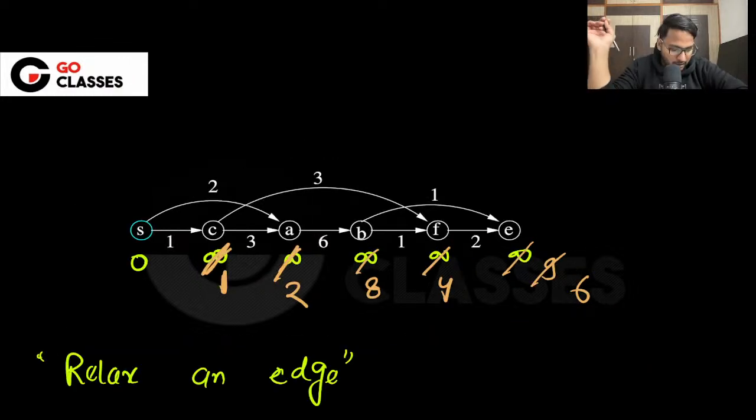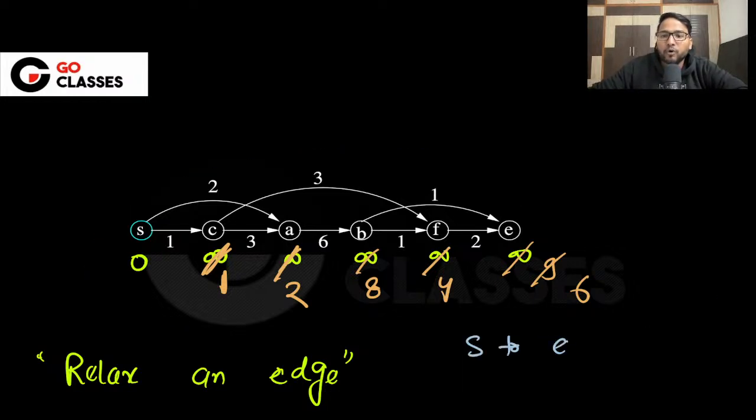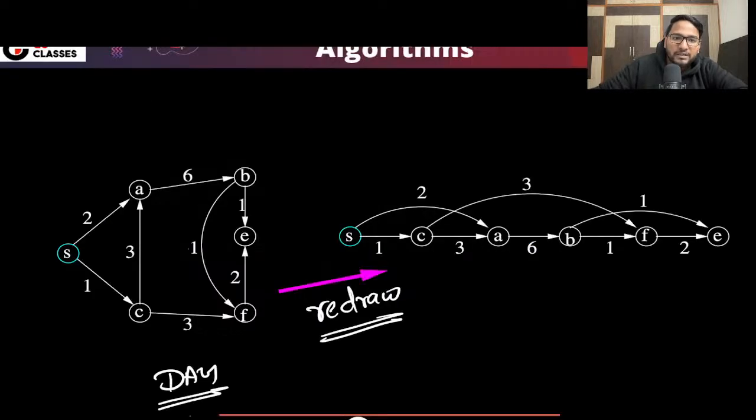Now I have the shortest path from S to everyone. If you don't believe me, let's just quickly check. From S to E, is this really 6? I think this is really 6, right? 1 plus 3, 4, and plus 2, 6. Can you go in less than 6? I don't think so, because 2 plus 6 is 8. So you can't go in less than 6, right?